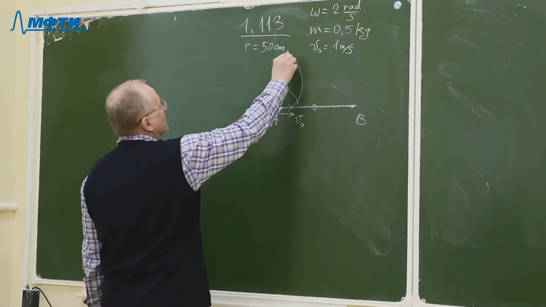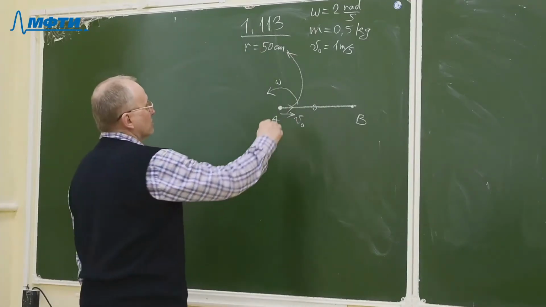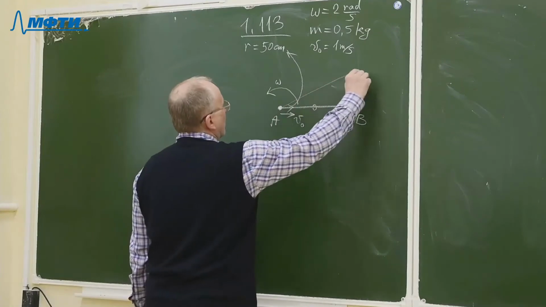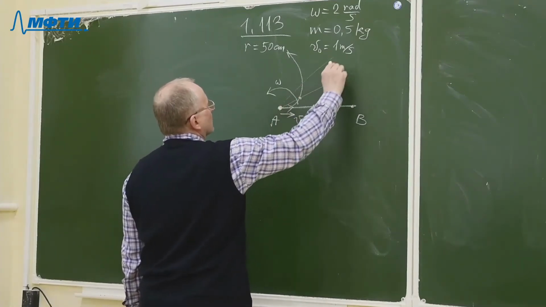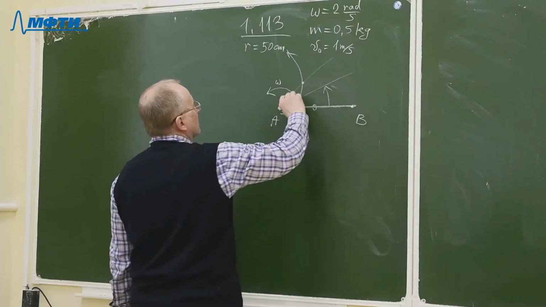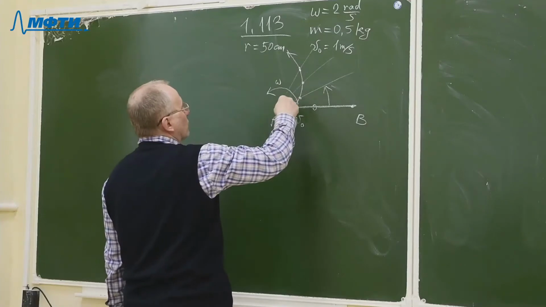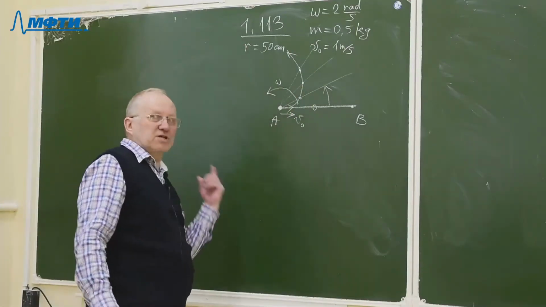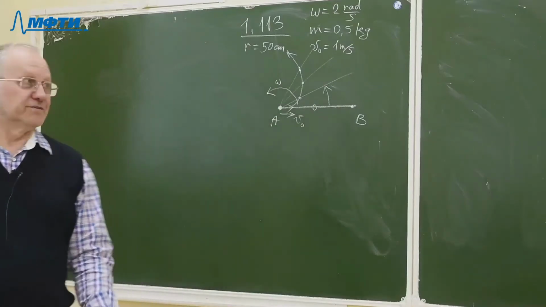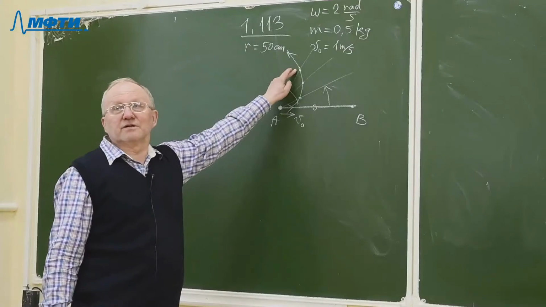The rod rotates and the ring slides along the rod. So when the rod was at this angle, the ring was here. When the rod was at this position, the ring was here, etc. The ring slides along the rod farther and farther from point A with some acceleration, certainly. And if the ring is accelerated, then there is some force acting on the ring.